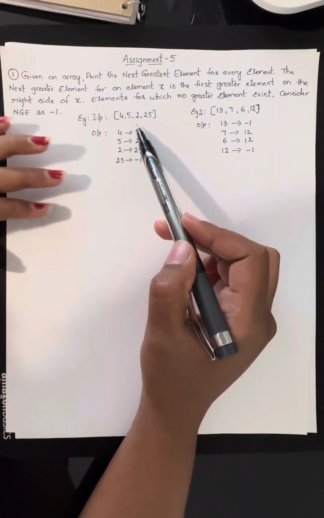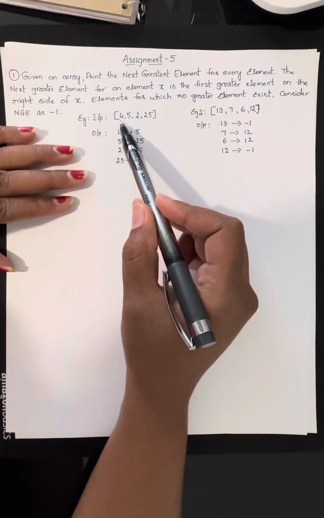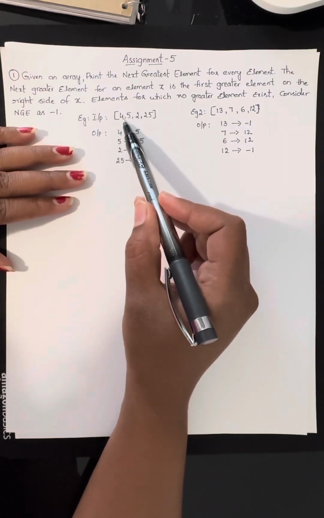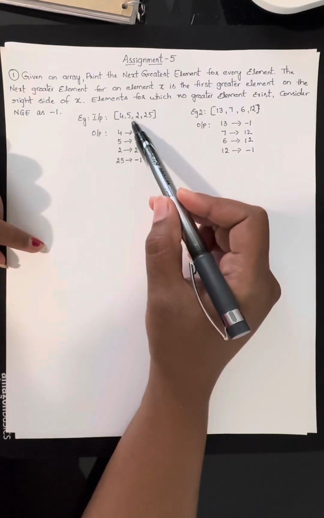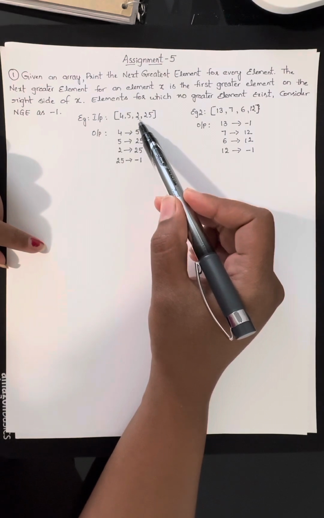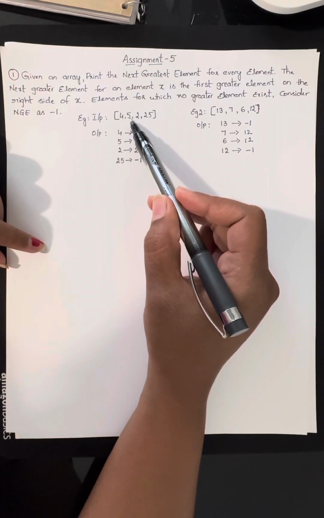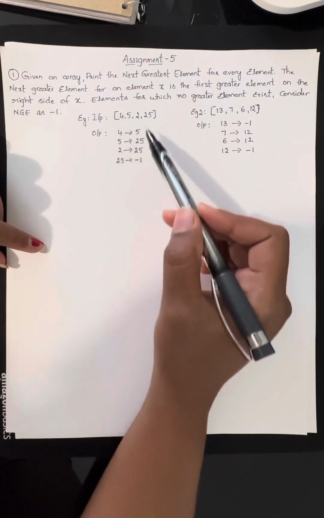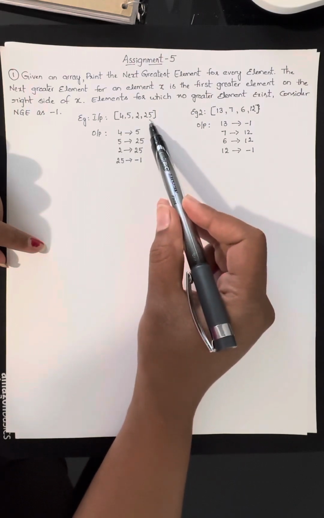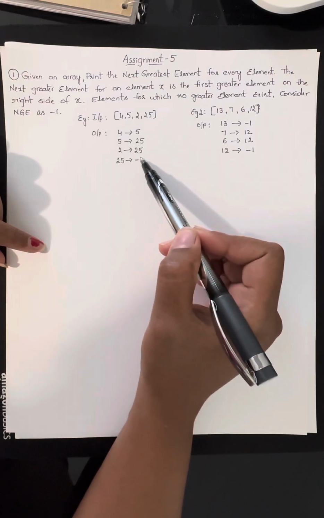So we have two examples here. In the first example, for the number 4, the next greatest element is 5 because 5 is greater than 4. And if I see 5, the next element is 2, which is lesser, and then the next element is 25, which is greater than 5. So the next greatest element for 5 is 25, and for 2 it is 25. Since there are no elements on the right side of 25, it is considered as -1.